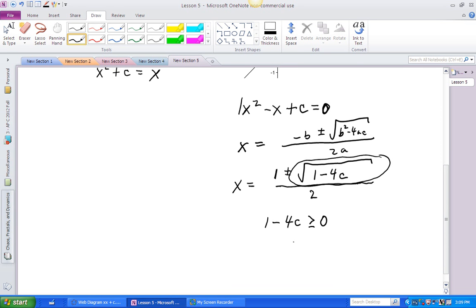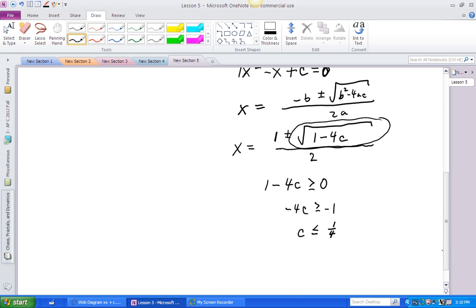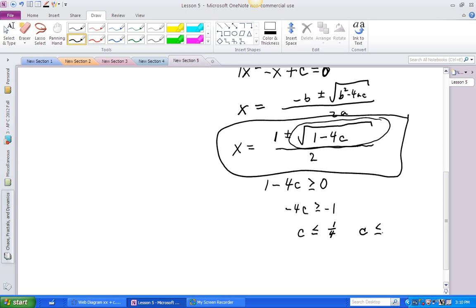So, if 1 minus 4c is greater than or equal to 0, that means negative 4c is greater than or equal to negative 1. Dividing both sides by negative 4, we get c is less than or equal to, you remember you switch around that inequality, less than or equal to 1/4. And so what we learn is there are going to be answers for this that are real when c is less than or equal to 1/4. 1/4, of course, is 0.25.